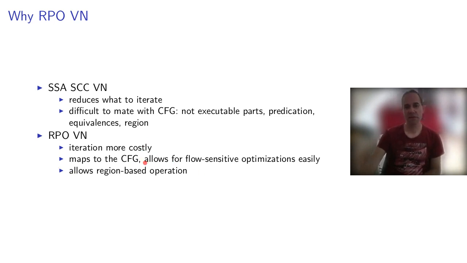But it allows for these flow sensitive optimizations quite easily, and even more important, it allows to be applied to a region of the function. There was another main motivation of the rewrite of the value numbering algorithm, so we can use that on demand from other optimizations that, for example, just apply a transform to a loop body and after that want to redo the value numbering, but only on the loop body and not on the whole function, because it's then cheaper compile time wise.